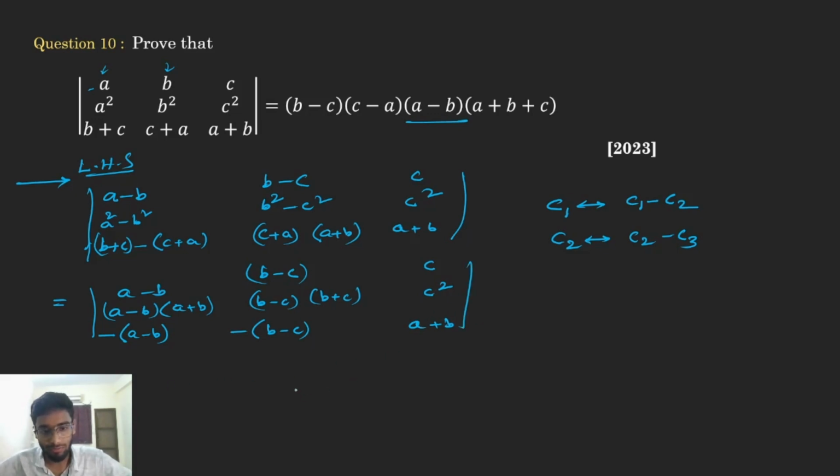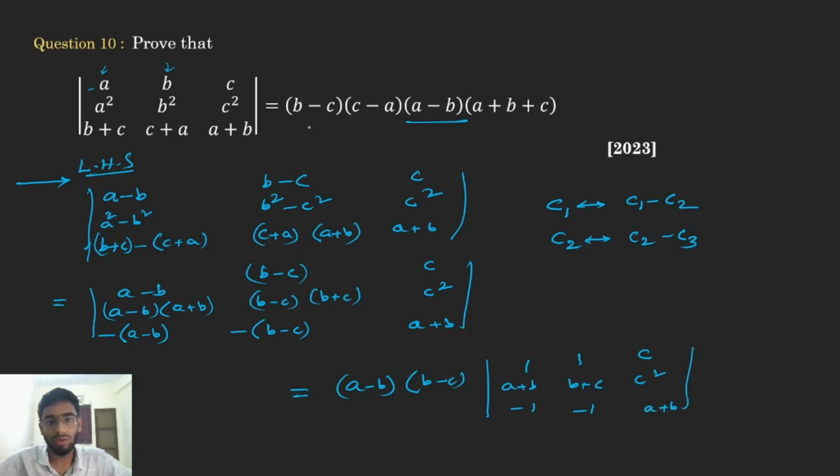So in our next line, if we take A minus B common, and from that B minus C common, our determinant becomes 1, A plus B, minus 1, B plus C, minus 1, C square, A plus B. Now from those 4 factors we got 2 factors, A minus B and B minus C. Now we need C minus A. What factor do we need? C minus A.